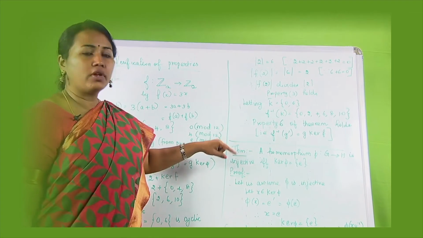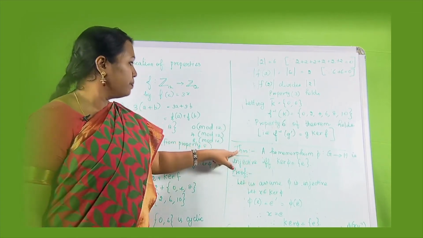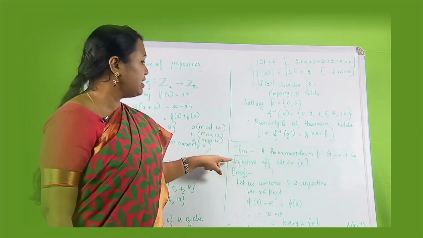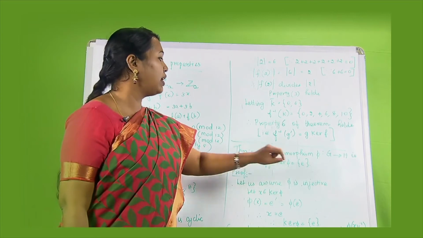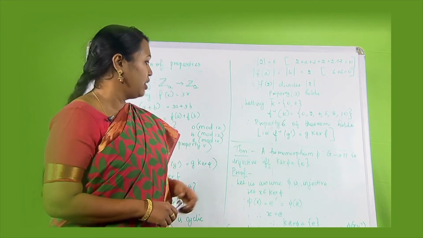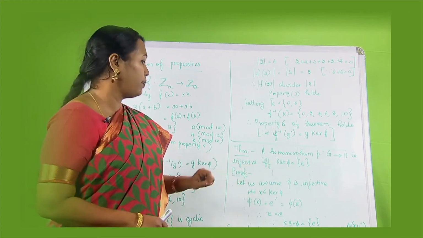We shall now move on to some more theorems based on the kernel. Theorem: a homomorphism phi from G to H is injective if and only if kernel phi is equal to E, the identity element. Injective property is the 1-1 property. It is also called 1-1 property.